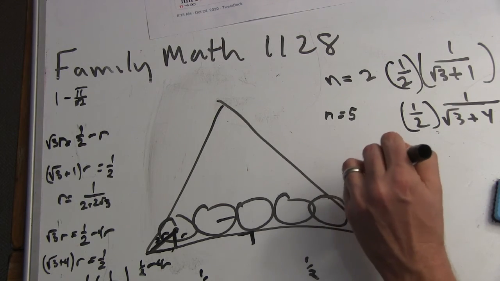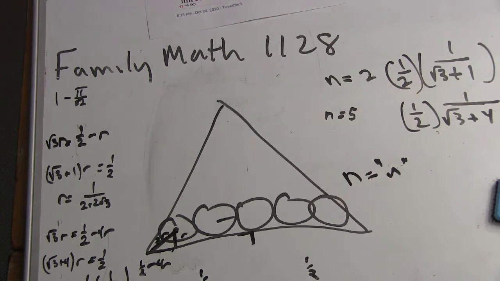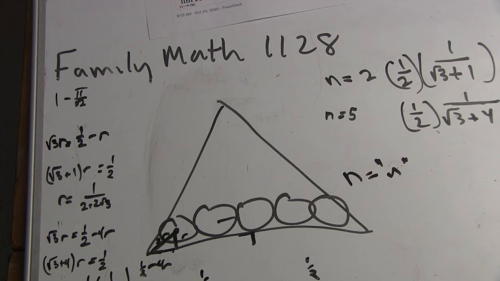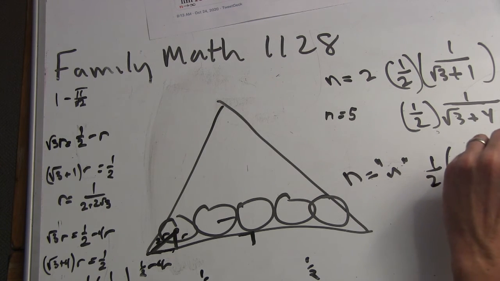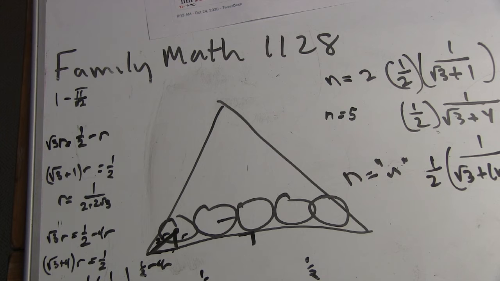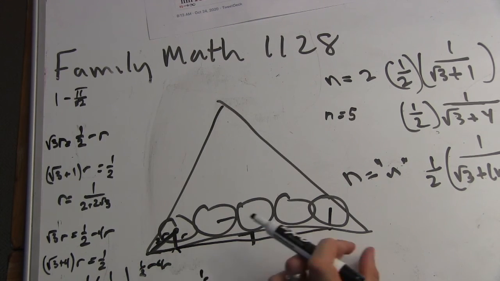Alright, so n equals n. When we have n circles at the bottom, what do you think our radius is going to be? Probably 1/2 times 1 over root 3 plus n minus 1. And we can kind of see that one of two ways. We can see that we have n minus 1 diameters that go from here to here, if we want to go all the way across. And then we have 2 of these root 3s.